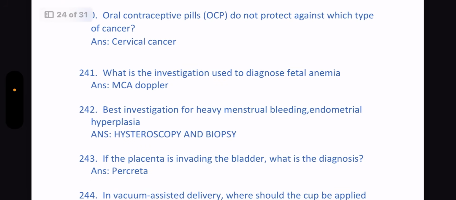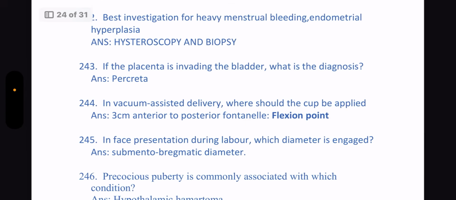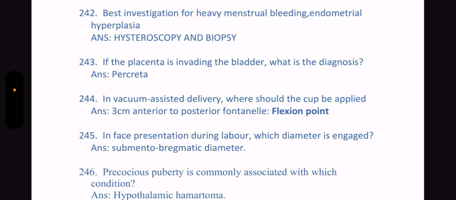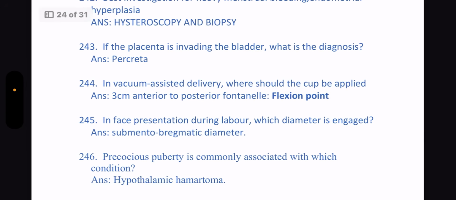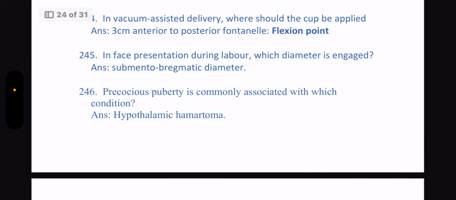Next, OC pills do not protect against which type of cancer? Answer: cervical cancer. Investigation used to diagnose fetal anemia. Answer is MCA Doppler. Next, best investigation for heavy menstrual bleeding, endometrial hyperplasia. Answer: hysteroscopy and biopsy. Next, if placenta is invading the bladder, diagnosis is placenta percreta.